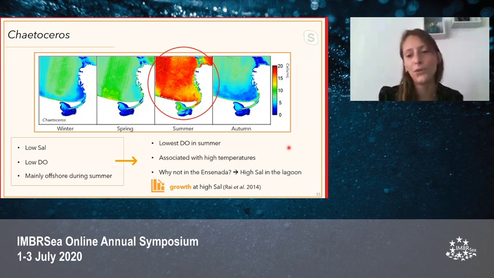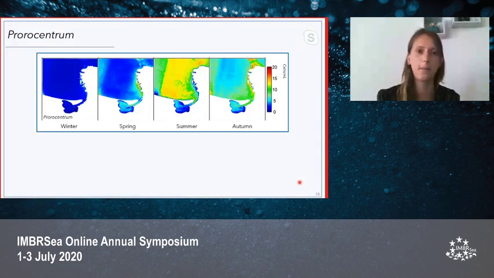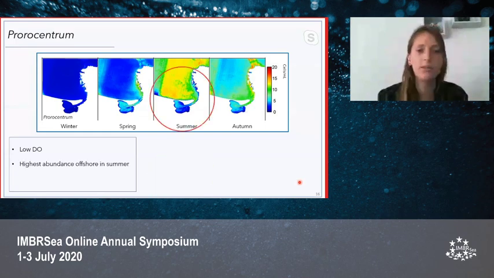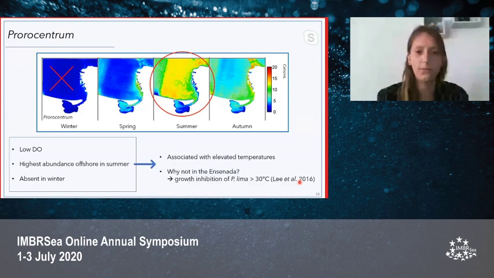This is because the salinity increases strongly during summer due to the high evaporation rate, and a reduction of growth of Chaetoceros at high salinity has been observed by Rayal in 2014. So this might be an explanation why it doesn't occur in the Ensenada. Now, Prorocentrum, also affine to low dissolved oxygen, was predicted to be highly abundant in the offshore area in summer and was absent in winter.